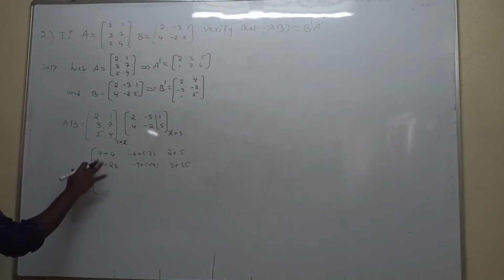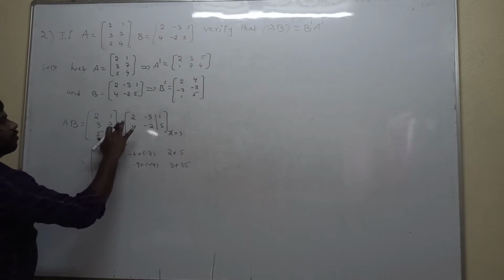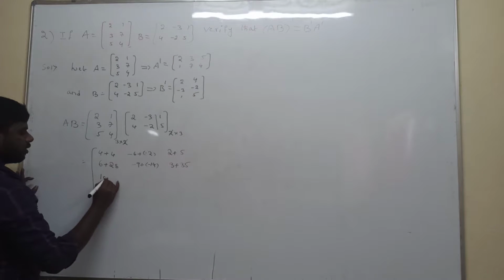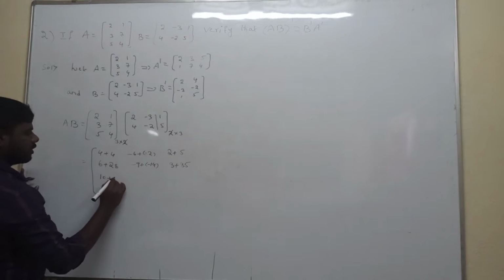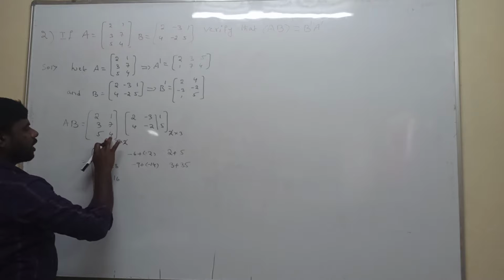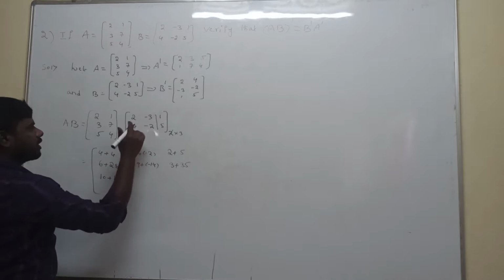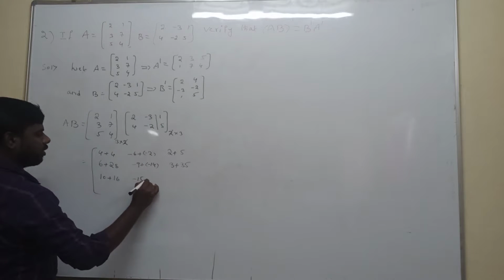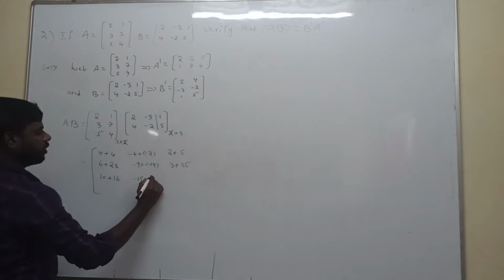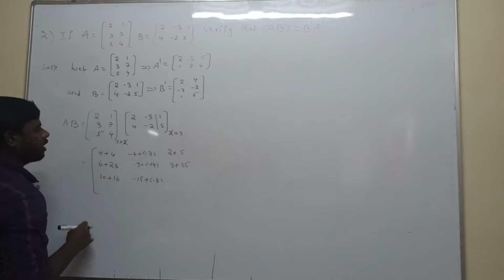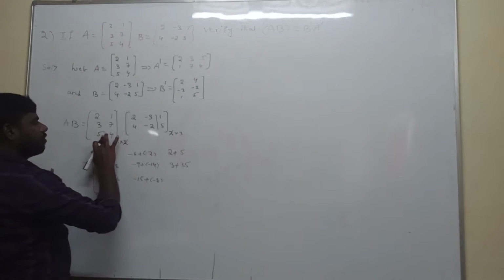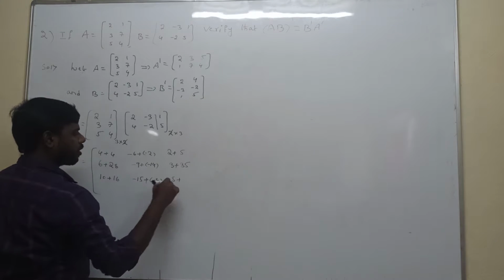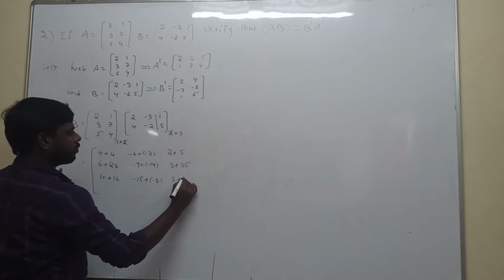Next, third row, first column: 5 into 2 is 10, plus 4 into 4 is 16. Next, third row, second column: 5 into minus 3 is minus 15, plus 4 into minus 2 is minus 8. Next, third row, third column: 5 into 1 is 5, plus 4 into 5 is 20.